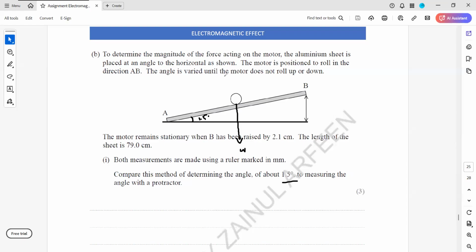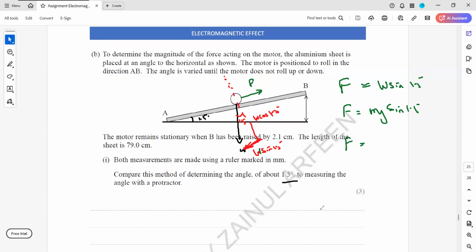So the weight will have two components, and this angle will also be 1.5. So this will be W cosine 1.5 and this will be W sine 1.5. W sine 1.5 is directed in this way, and the force because of the changing magnetic field is in this way. If the two forces balance each other, the motor will not accelerate, it will remain stationary. So the force it experiences will be equal to W sine 1.5. That is what we need. W is mg, so the force is mg sine 1.5.